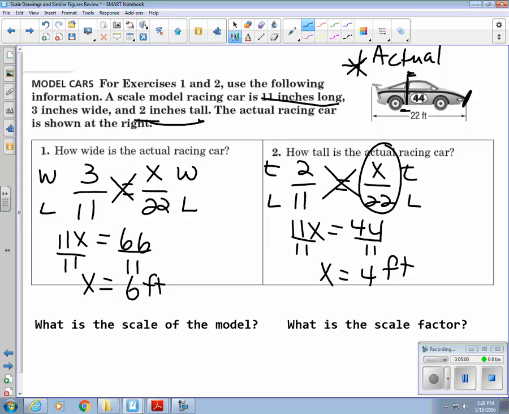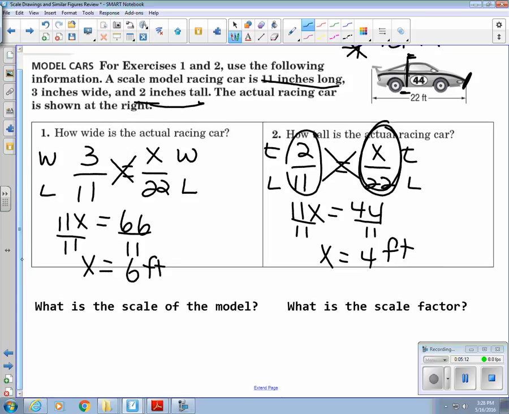Again, I set up a proportion. One ratio from the scale model, and this ratio over here from the actual car. And I was able to find that missing information doing that. Let's go down to the bottom here. What is the scale of the model?